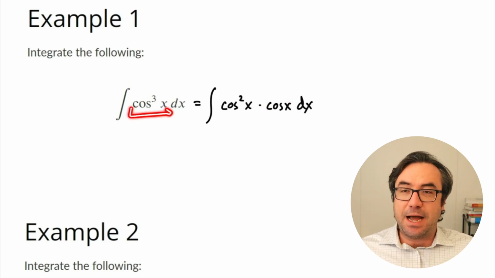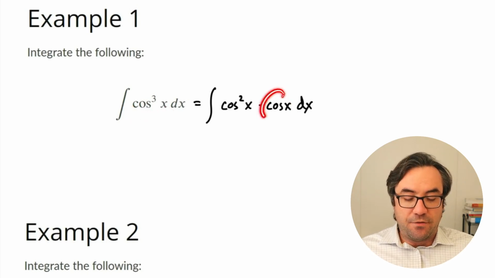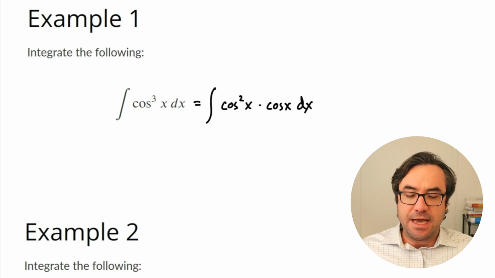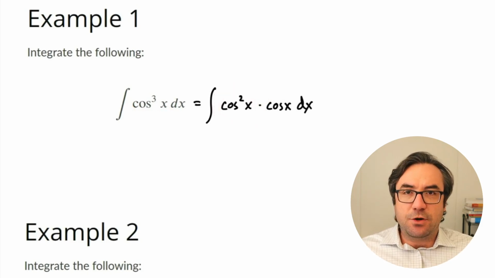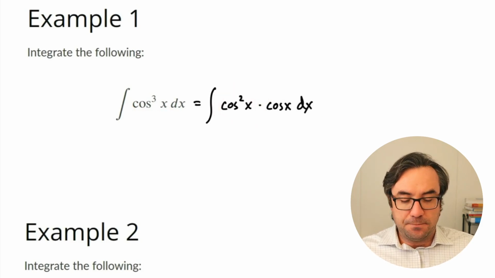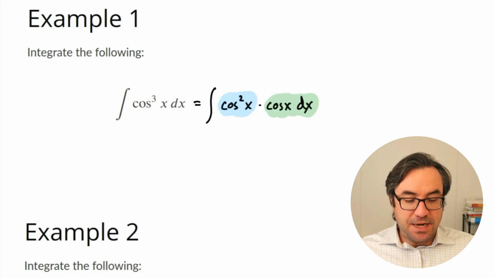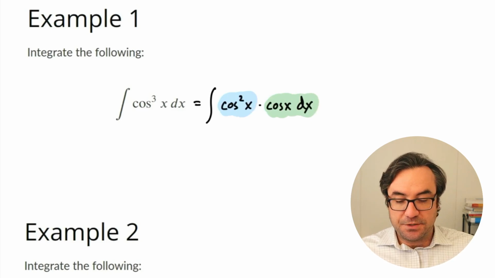So right now there's 3 copies of cosine. We're taking one of them and moving it right next to the dx. And then we have a cosine squared that's left over here. So that's step 1 when we do this.